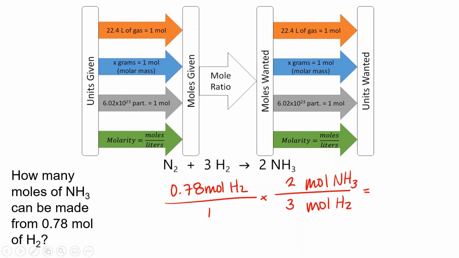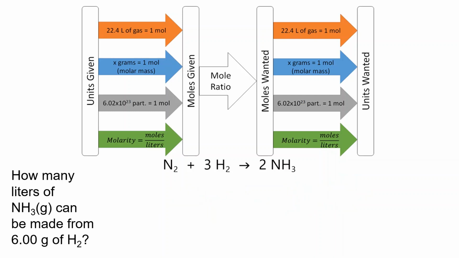But what if I'm not given moles of hydrogen? What if I'm given grams? And what if I don't want moles of ammonia for my answer? What if I want grams of ammonia or liters of ammonia? So in this problem, we have our 6 grams of hydrogen to start, and we want to convert that eventually into liters of NH3. So our units given here are our 6 grams of H2, and the units that we want are liters of NH3.